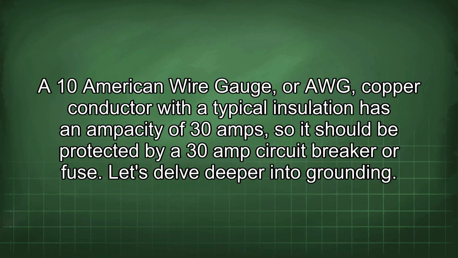A 10 AWG copper conductor with a typical insulation has an ampacity of 30 amps, so it should be protected by a 30 amp circuit breaker or fuse. Let's delve deeper into grounding.